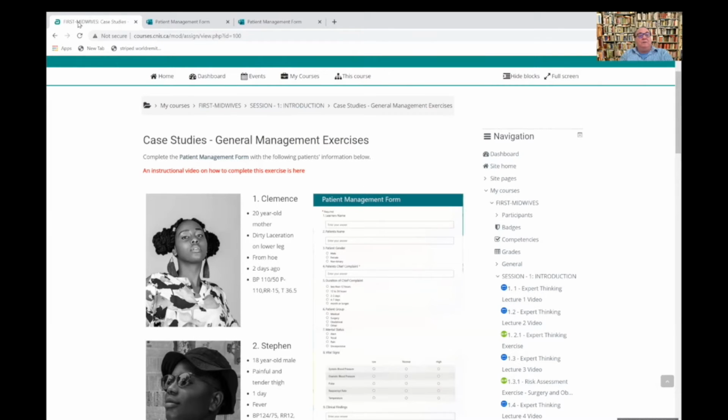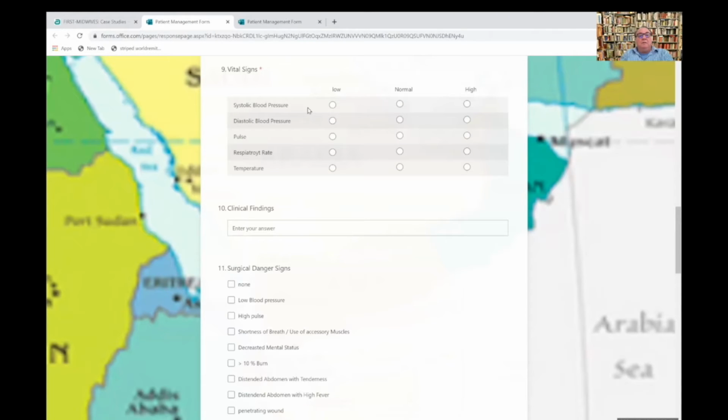So let's go back to the form. She's got a normal systolic and a normal diastolic blood pressure. Her pulse is 110. It's a bit on the high side. Her respiratory rate was 15, a bit on the high side. Her temperature was normal. Clinical findings, it was a dirty wound.